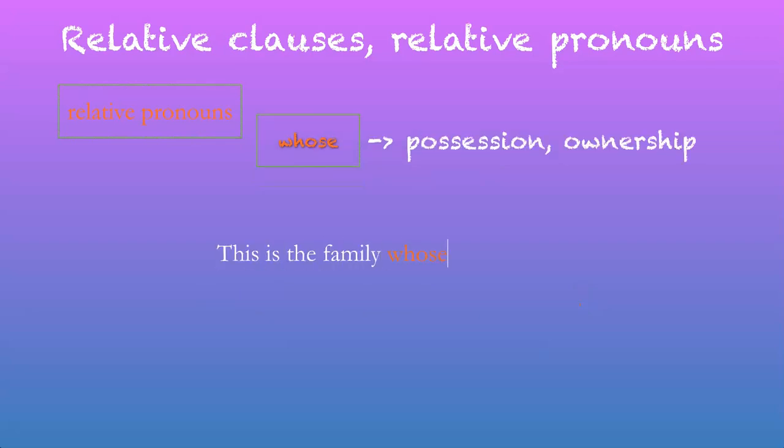And lastly, whose. This is the family whose dog is lost. So here it's a little bit more difficult. You have the dog. The dog belongs to the family, so this shows possession. And after whose, there is always a noun that belongs to something in the main clause earlier. And whose is the relative pronoun in this relative clause.